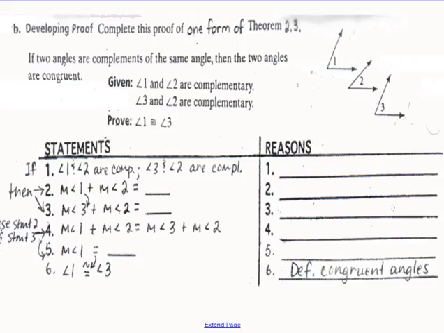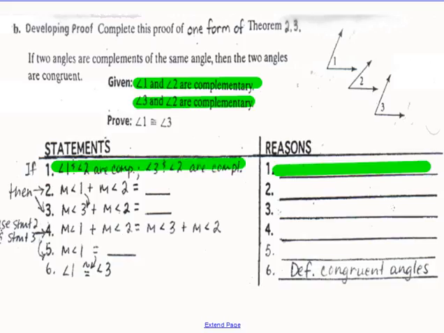The given is angles 1 and 2 are complementary. Angles 3 and 2 are complementary. So the given goes here, and then what we write there is, of course, given.